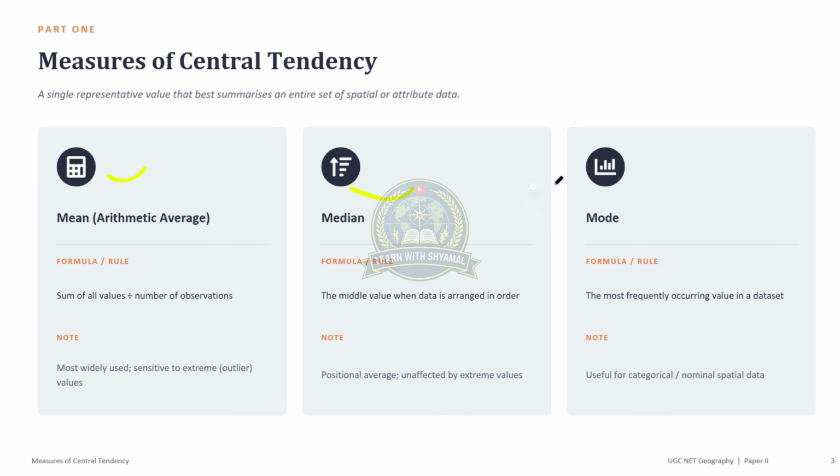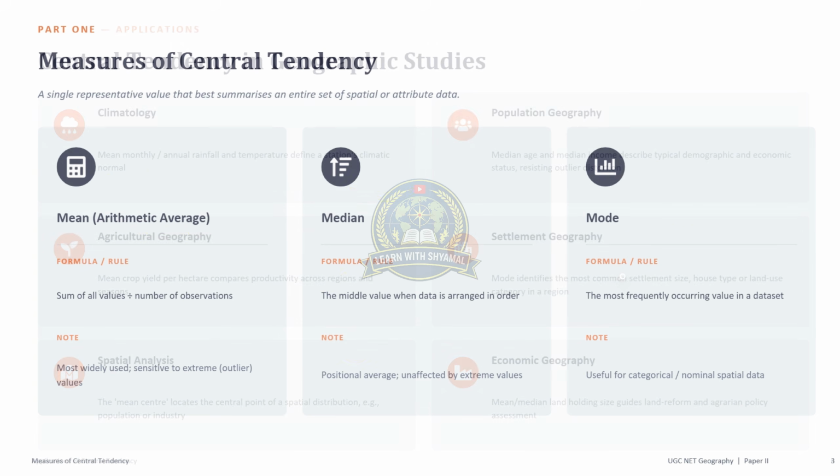Mean, median and mode. Mean, the arithmetic average. Formula: sum of all values divided by number of observations. It is the most widely used and sensitive to extreme or outlier values. Median: the middle value when data is arranged in order, that means serially, chronologically. A positional average, unaffected by extreme values. Mode: the most frequently occurring value in a dataset, useful for categorical and nominal spatial data.